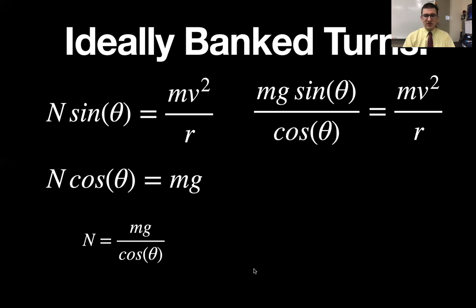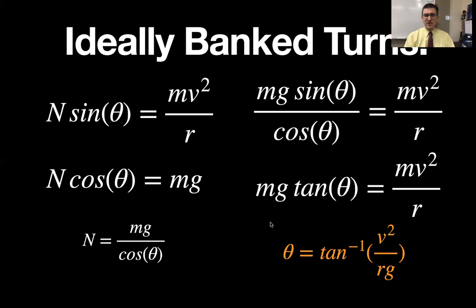So once I substitute in normal force in the top equation, then it's just a matter of moving things around to solve for theta. So I get mg, the mass times the acceleration due to gravity times the tangent of theta equals this centripetal force. And then I can solve for the tangent of theta. I can solve for theta by doing the inverse tangent of v squared over rg. So that is the angle that you would need to use in order to have an ideally banked turn at any given velocity and radius.